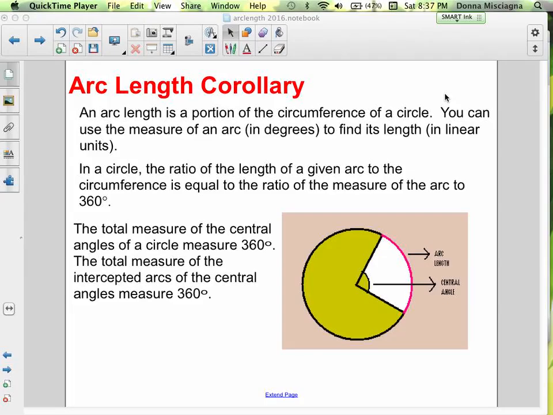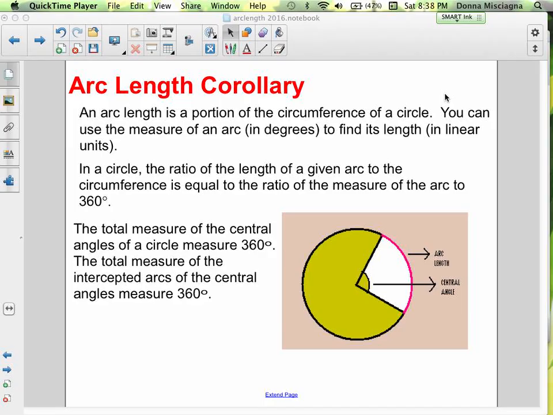So now let's learn about how to find arc length. An arc length is a portion of the circumference of a circle. You can use the measure of an arc in degrees to find its length in linear units. In a circle, the ratio of the length of a given arc to the circumference is equal to the ratio of the measure of the arc to 360.